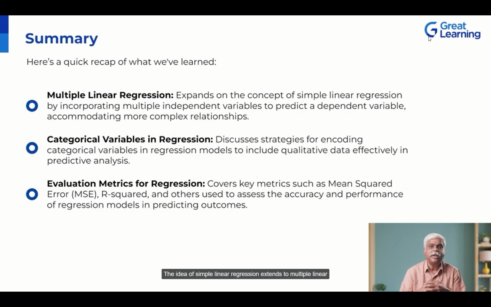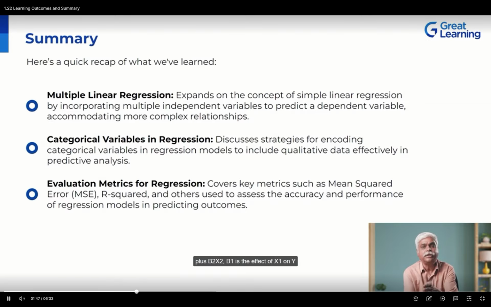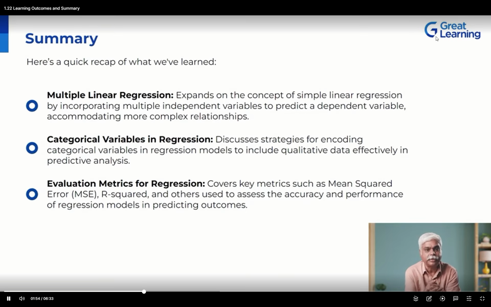The idea of simple linear regression extends to multiple linear regression, where we can incorporate multiple independent variables, and the coefficients of those independent variables reflect the effect of that particular variable on the output. Y is equal to b0 plus b1 x1 plus b2 x2. b1 is the effect of x1 on y when x2 is kept fixed.